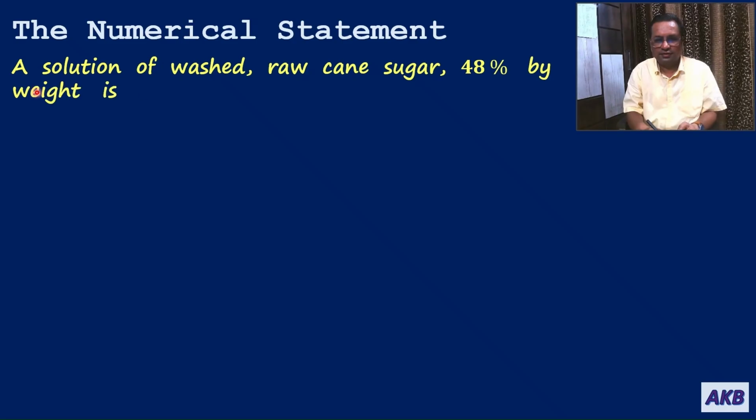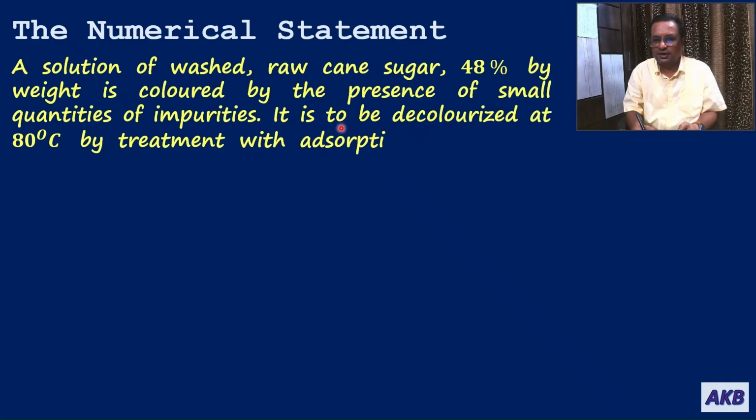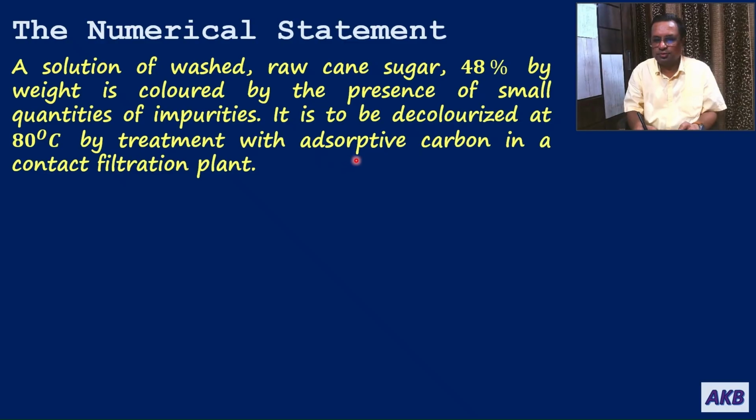You have a solution of washed raw cane sugar, 48% by weight, colored by the presence of small quantities of impurities. It is to be decolorized at 80 degrees Celsius by treatment with adsorptive carbon in a contact filtration plant. So you have a sugar solution containing 48% by weight of sugar, but it is colored by the presence of small quantities of impurities, and the objective is to reduce these impurities.